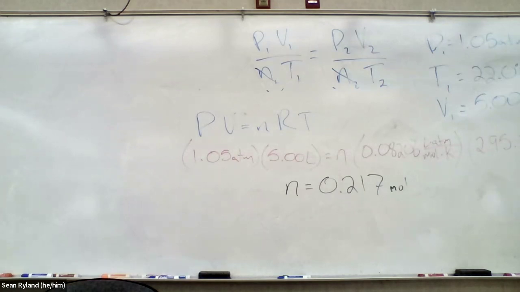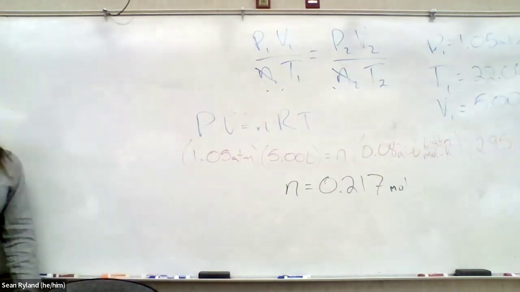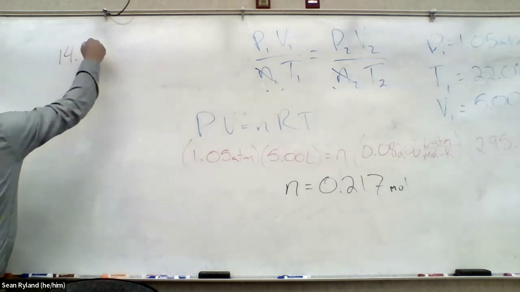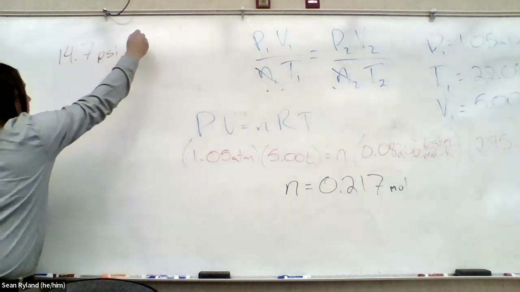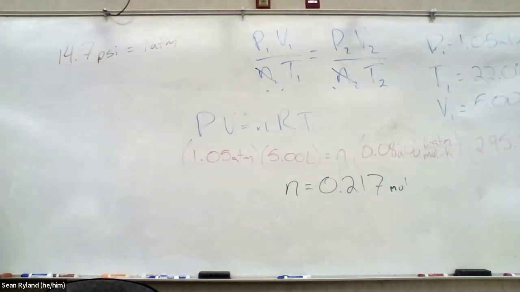Quick note about PSI and pressure conversions in general. Other than 760 torr equals 1 atmosphere, all of the other pressure units are measured. So 14.7 PSI equals 1 atmosphere. That's only 3 sig figs. 760 torr is defined as exactly 1 atmosphere, so that one's exact.